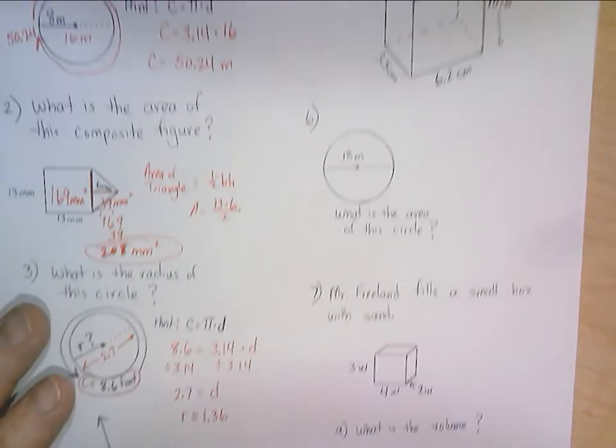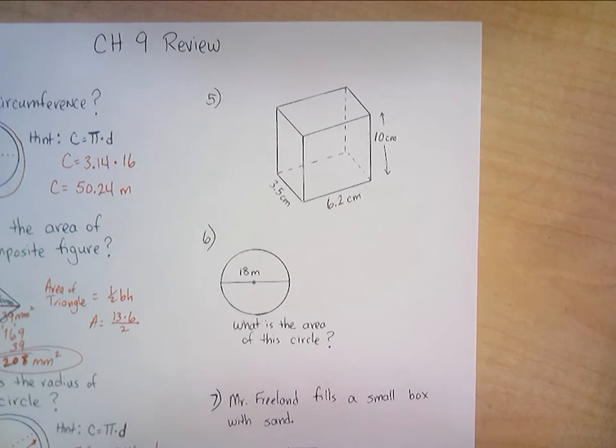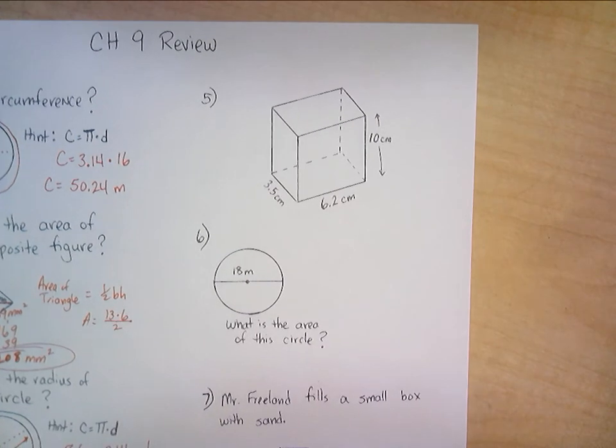Okay, moving on to number 5. All right, so number 5, this is, I believe, volume. I believe they're asking for the volume in this one. I'm not quite sure, actually. Let me take a look. I believe it's surface area and volume, but I could be wrong. It could be just volume. Let me take a look at my notes and see what it's supposed to be. I did not write that down.